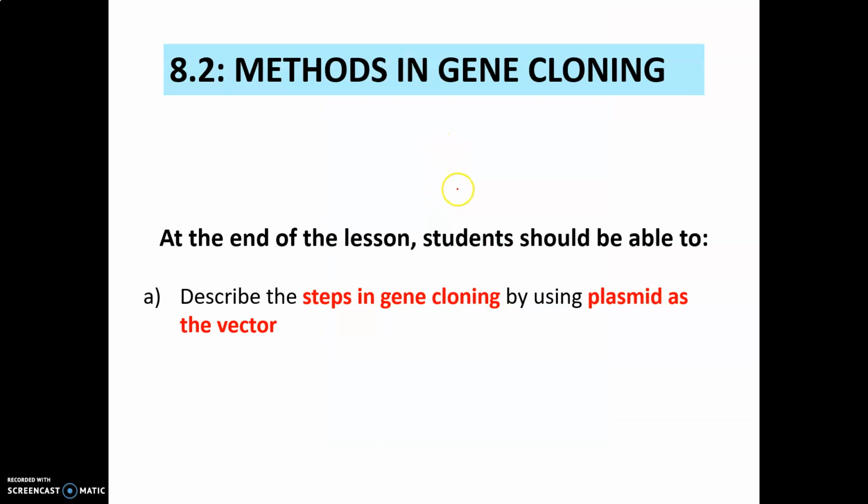Now, kita nak tengok what are the steps in the gene cloning by using plasmid as vector. So basically, saya dah actually explain the steps tadi bila kita explain the tools. They go hand in hand. So nanti awak boleh tengok balik lah.